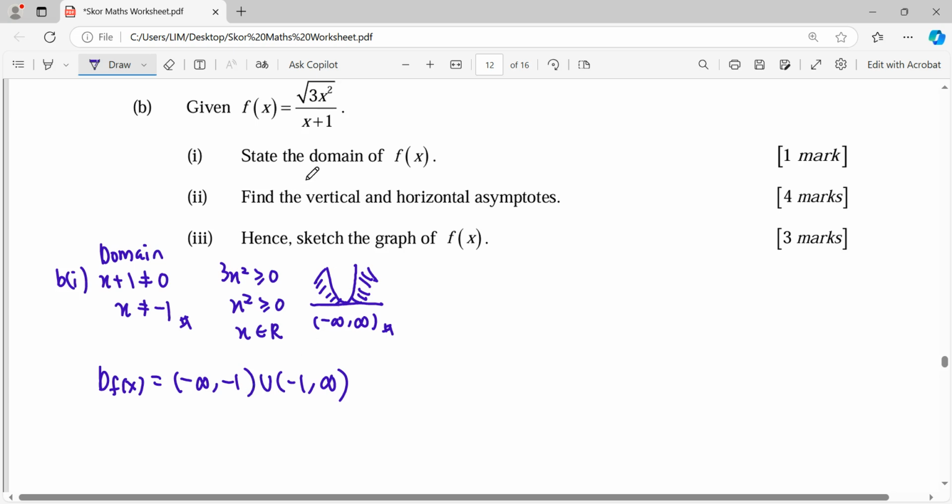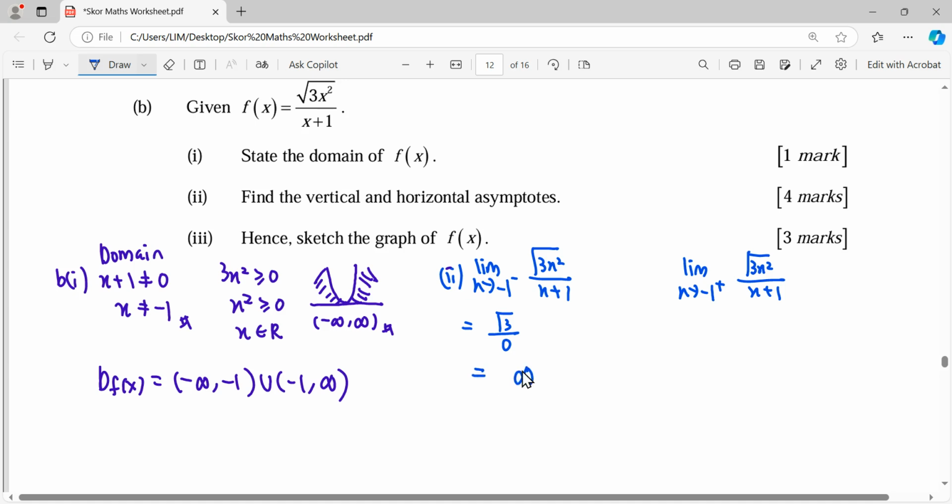Then secondly, we need to find our vertical and horizontal asymptote. To find the vertical asymptote, we are going to calculate the limit as x approaches -1 from the left hand side for the function, and the limit as x approaches -1 from the right. So as we substitute -1 into the function, we get surd 3 over 0. So here we'll have infinity.